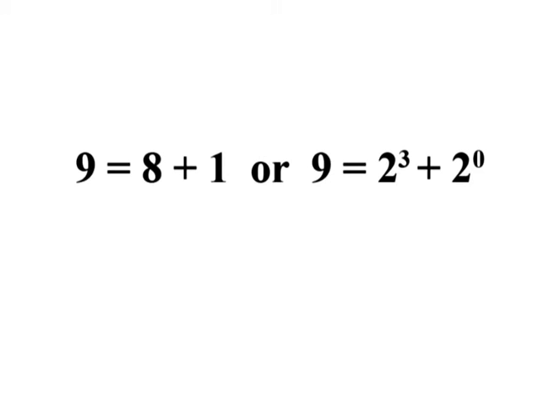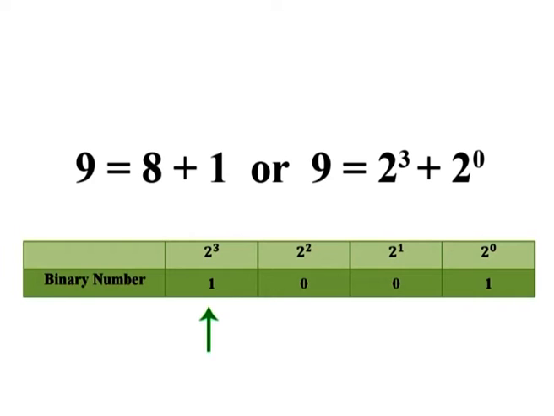Placing ones in the appropriate weight positions, 2 to the power 3 and 2 to the power 0, and zeros in the 2 to the power 2 and 2 to the power 1 positions, determines the binary number for decimal 9 as shown.